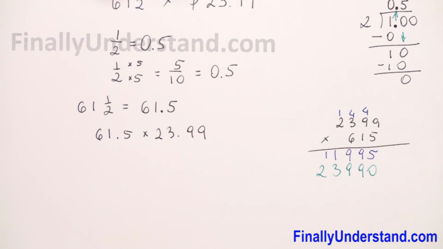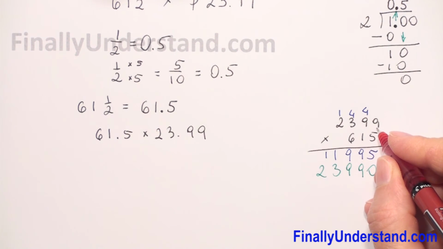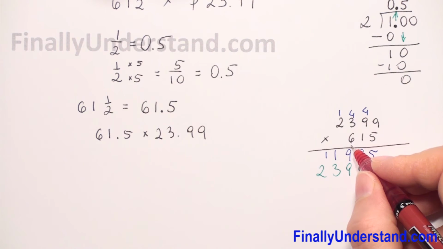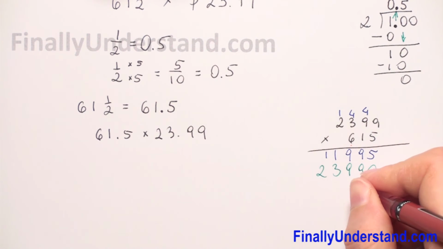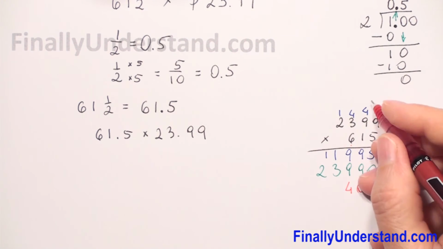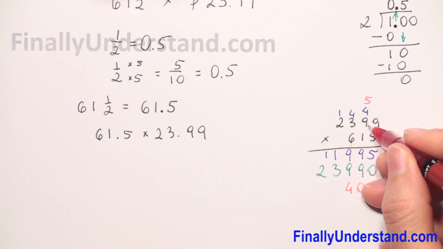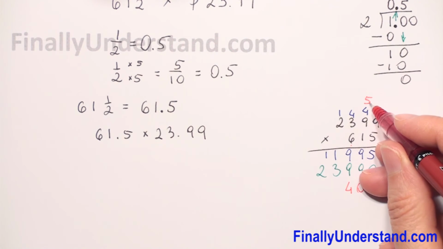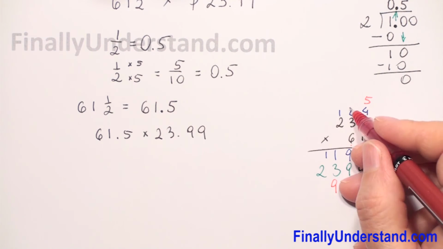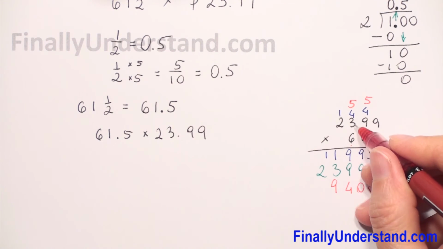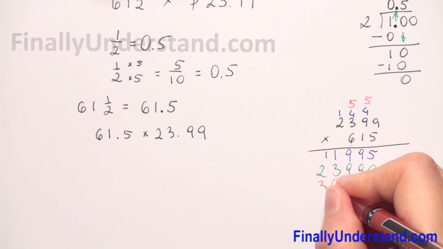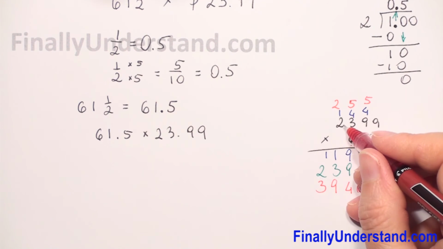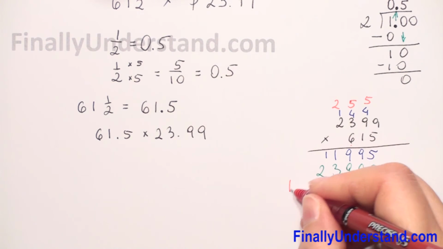And last we have 6 times 9. This is the hundreds place. So 600 times 9 will be 5400. So we have 400 and 5 will go to the next column. 6 times 9 is 54 plus 5 is 59. So we have 9 and 5 will go to the next column. 6 times 3 is 18 plus 5 is 23. So we have 3 and 2 will go to the next column. 6 times 2 is 12 plus 2 is 14.